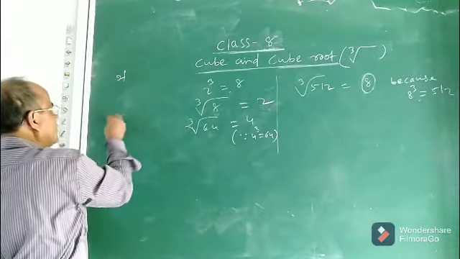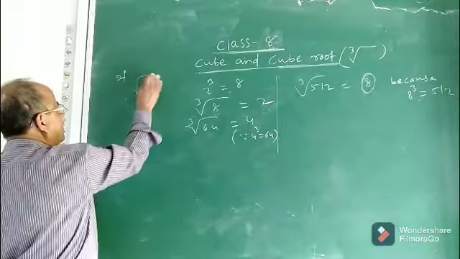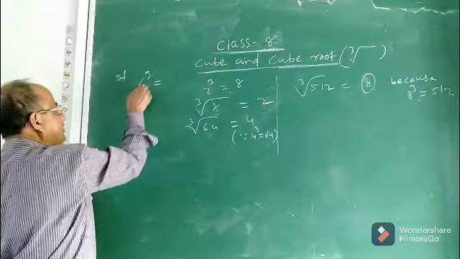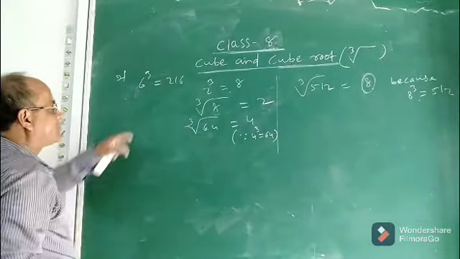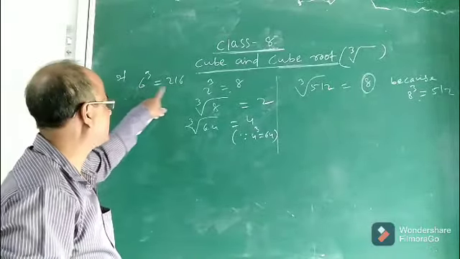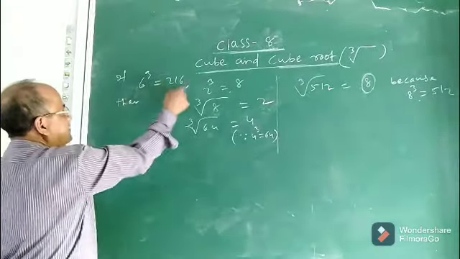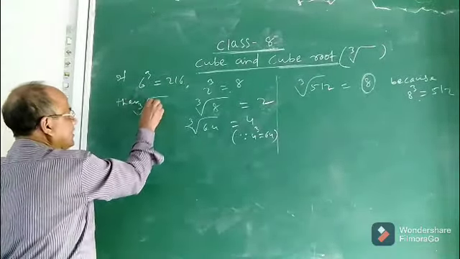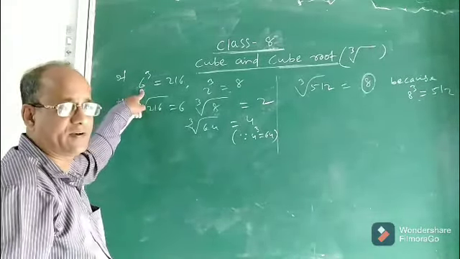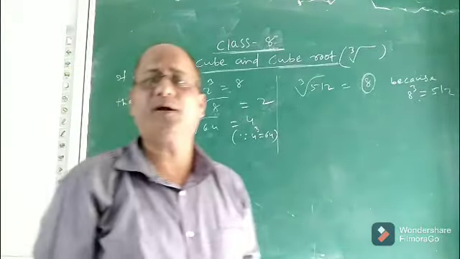If you see, we will conclude that if the cube of 6 is 216, you see, if the cube of 6 means if you multiply 6 three times and the product is 216, then the cube root of 216 will definitely be equal to 6. Okay. So this is the concept of cube and cube root.